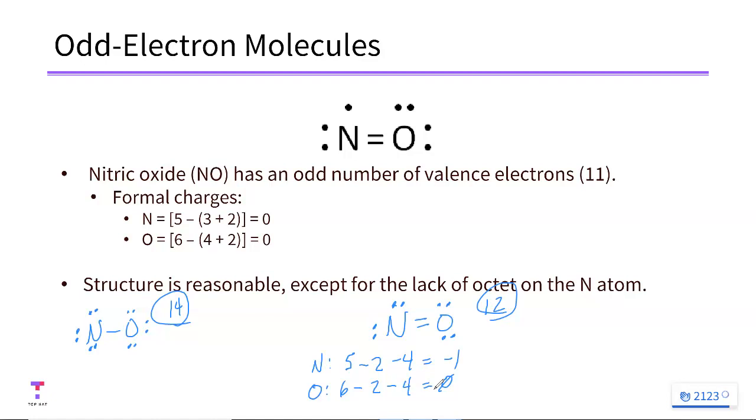So where do I take away an electron? Well, if I take it away from oxygen, that's going to make this 6 minus 2 minus 3. That's going to turn this 0 into a +1. As we discussed on Wednesday, electronegative elements don't usually take on positive charges. Oxygen's more electronegative than nitrogen, so that creates a problem of its own.